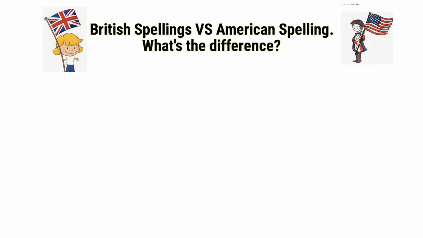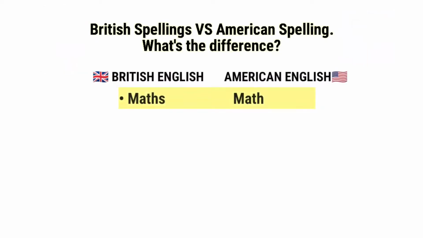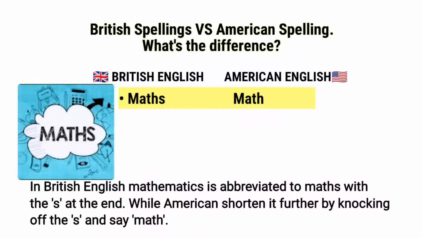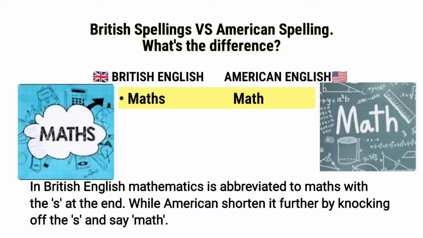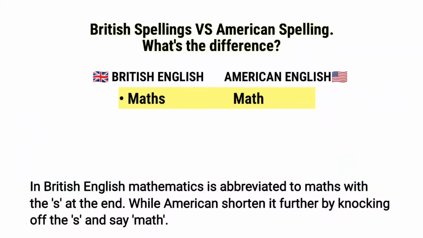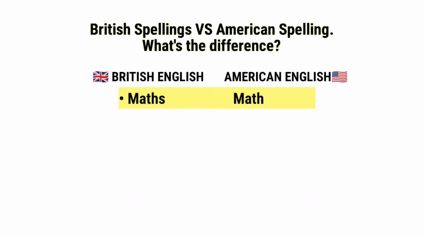When I was studying in school, I learned maths, an interesting subject, but now I am told to say math, not maths, but the maths teacher. You see, in British English, mathematics is abbreviated to maths with the S at the end, while Americans shortened it further by knocking off the S and say math. Which is better, math or maths now? It's important to understand the fact that we follow British English in India. As I said, we follow British English in India.